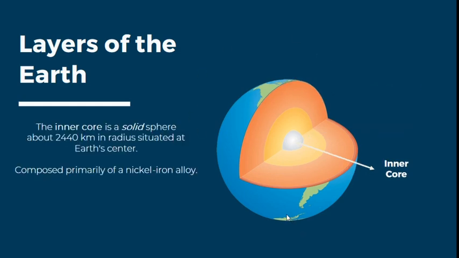Let me discuss first the inner core. When we say inner core, this is primarily a solid sphere about 2,440 kilometers in thickness, situated at Earth's center. The inner core is believed to be composed primarily of a nickel-iron alloy with small amounts of some unknown elements. The temperature is estimated at 5,000 to 6,000 degrees Celsius, and the pressure at about 330 to 360 gigapascals.